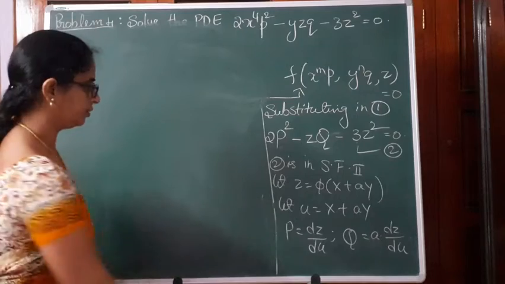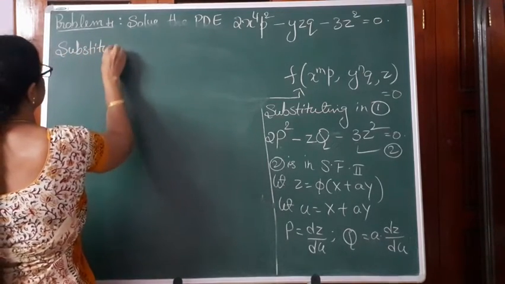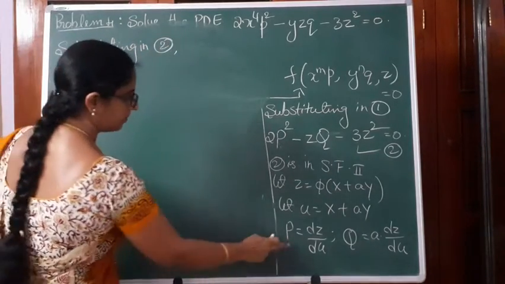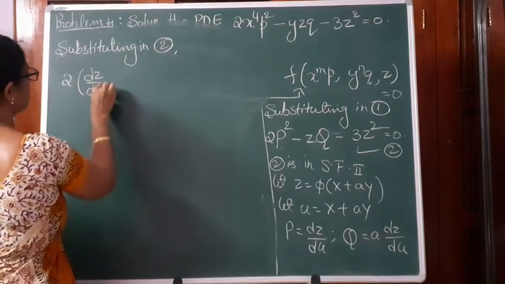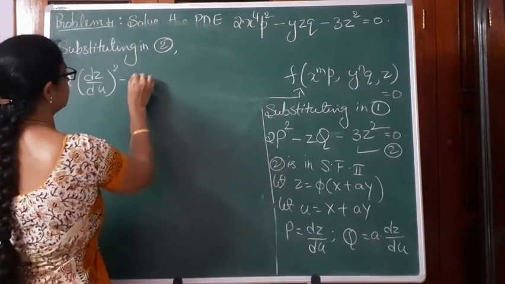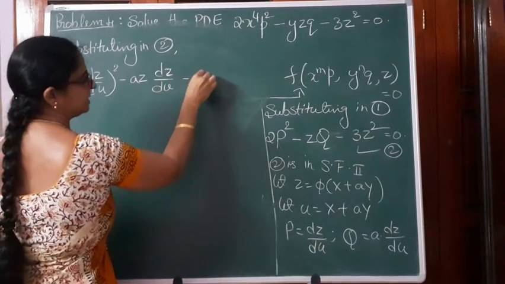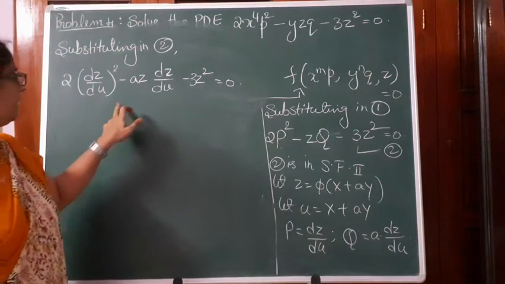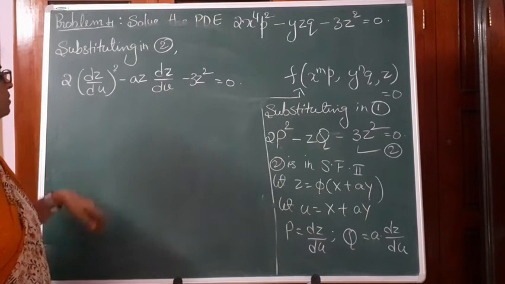Substituting in equation 2, we get: in equation 2, P is dz by du, so this is 2 into (dz by du) whole square minus z into q. Q is a into dz by du, so this is az into dz by du minus 3z square is equal to 0. From this we have to find dz by du, and then separate the variables and integrate to find the solution.